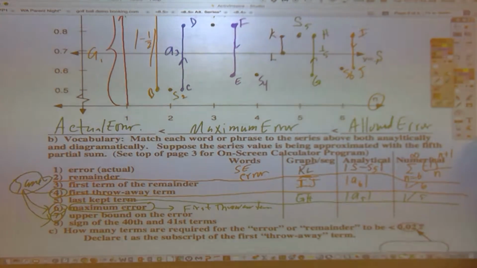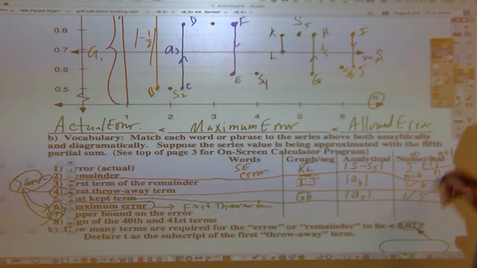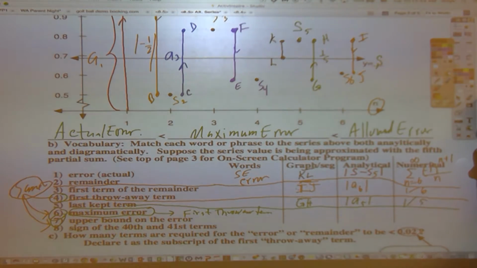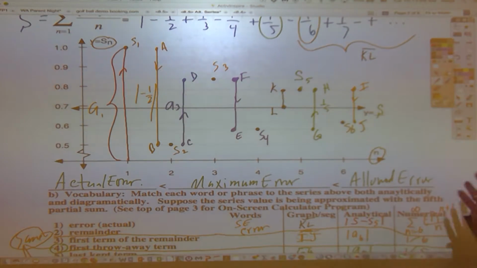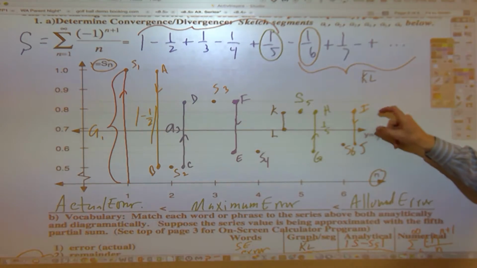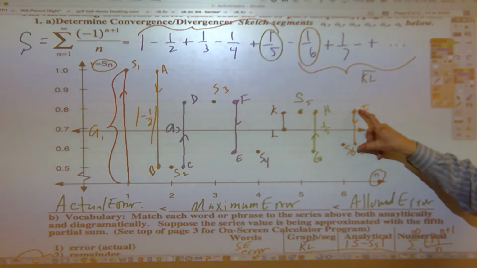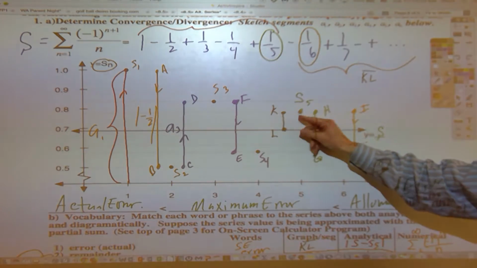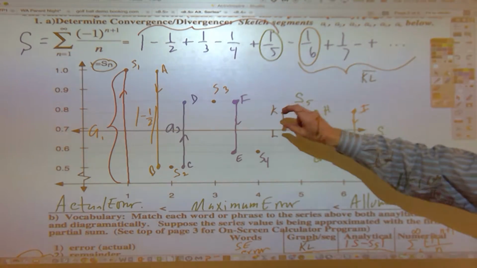Take a look at it. I actually have it in orange. So if we want to try to color code this, take a look at the first throwaway term of 1/6. If you're going to look up here for anything, look at this. Look at the connection or the comparison between the orange line segment and the black line segment. The orange line segment, the first throwaway term, has a length of 1/6. Notice how that's bigger than the actual error. Orange is longer than black.